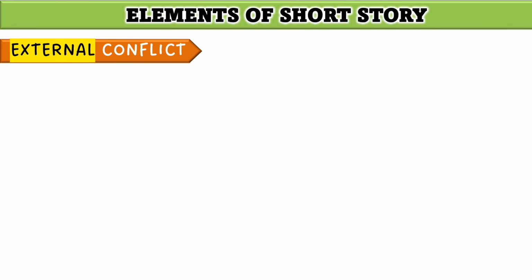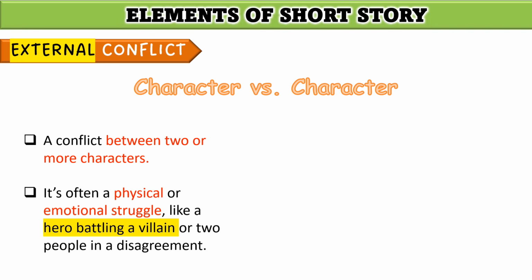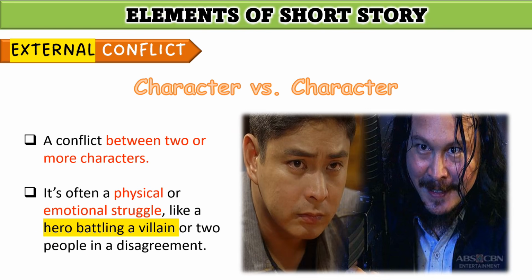Meanwhile, here are the examples of external conflict. Character versus character. It is a conflict between two or more characters. It's often a physical or emotional struggle, like a hero battling a villain or two people in a disagreement. An example is the battle between Cardo Dalisay and Bungo, as portrayed by Baron Geisler in the television drama action series Ang Probinsyano.